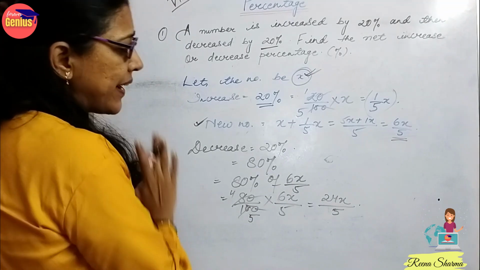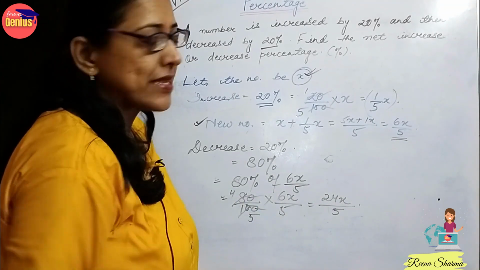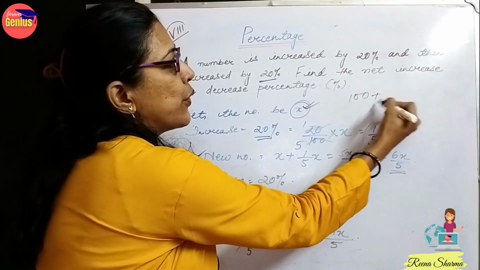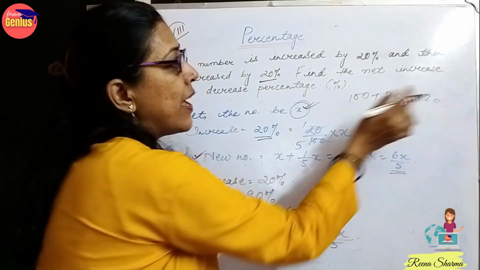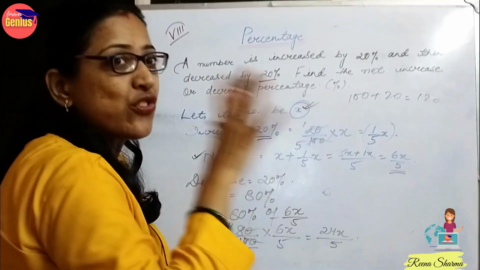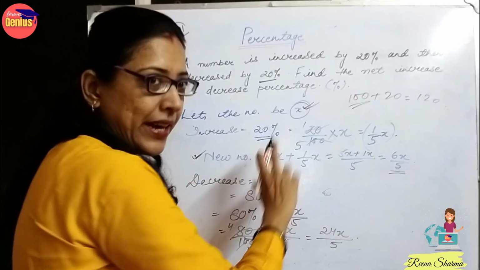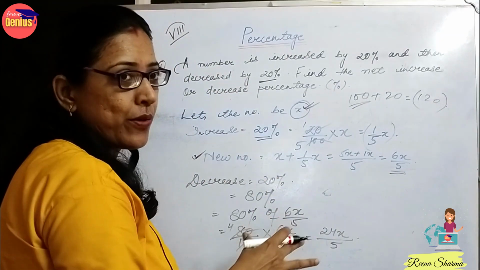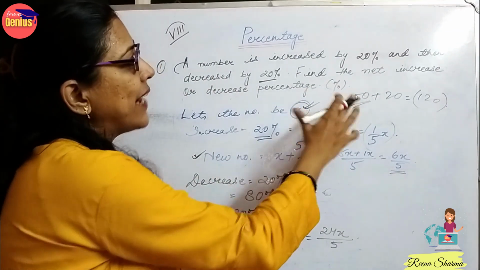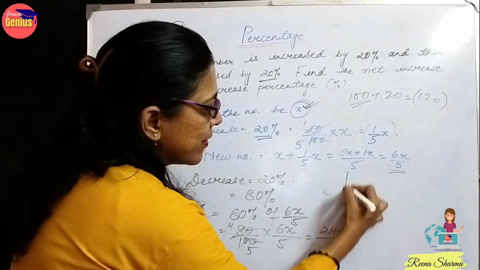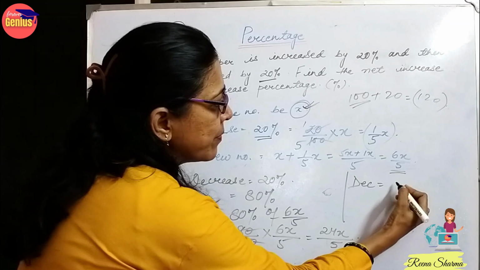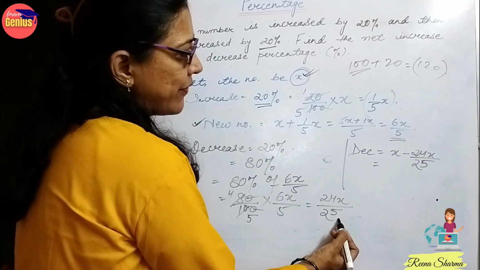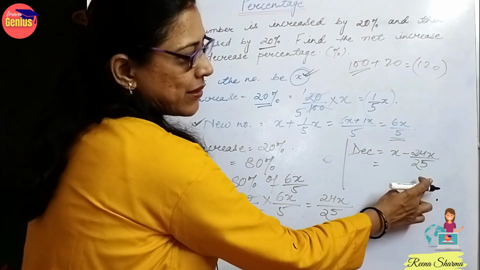Now, is it a net increase or net decrease? See, when I take any number and add 20% to it, it becomes 120. And when I decrease 20%, I am not decreasing directly with 120%, I am decreasing 20% of 120. So the end result, what do we get? That we are finally doing a decrease. So the decrease is equal to x minus this, 24x by 25. So the decrease is equal to x minus 24x by 25.